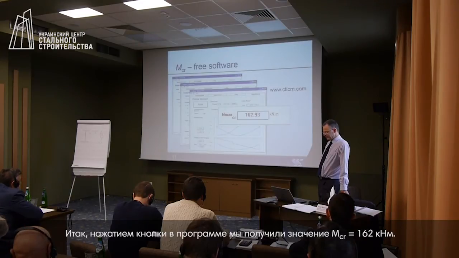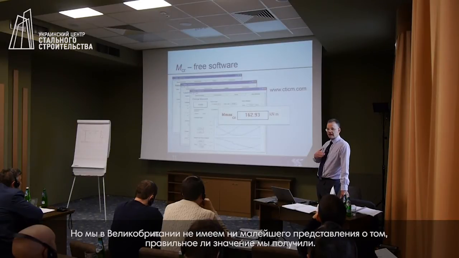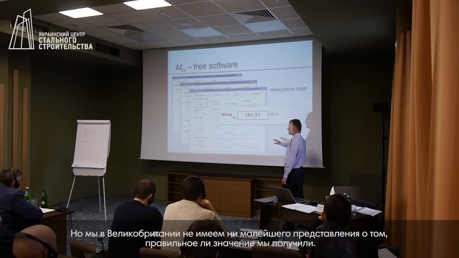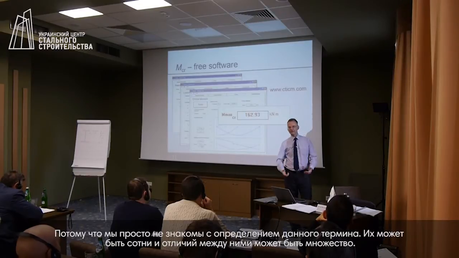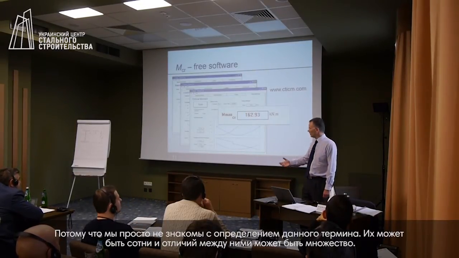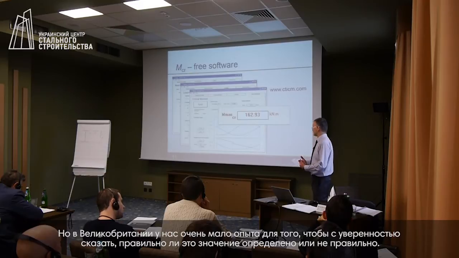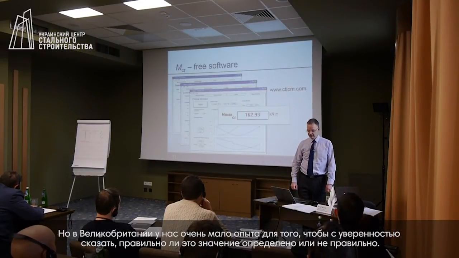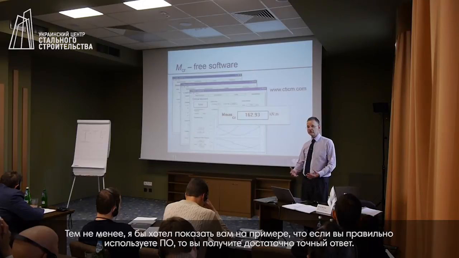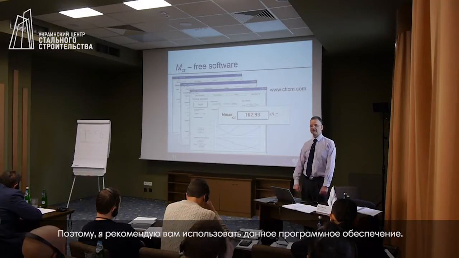So we press the software button, we get an answer which in this case is 162 kilonewton meters, and in the UK we have no idea whether this value is correct, because we do not recognize the term. It could be 100 difference, it could be 1,000 difference, but in the UK we have little experience to be able to say whether this is correct or whether it is incorrect. However, I would reassure you that if you use the software correctly, you get a precise answer. So I would recommend this software to you.